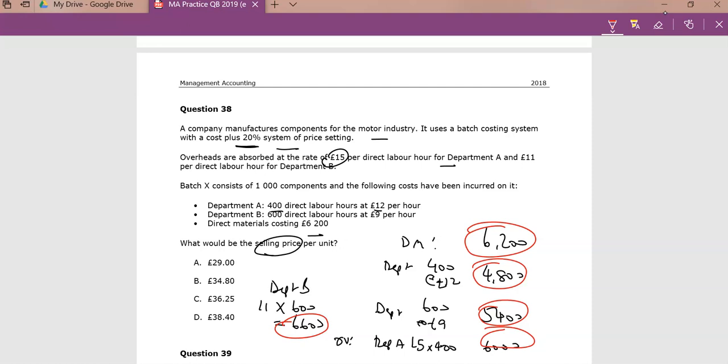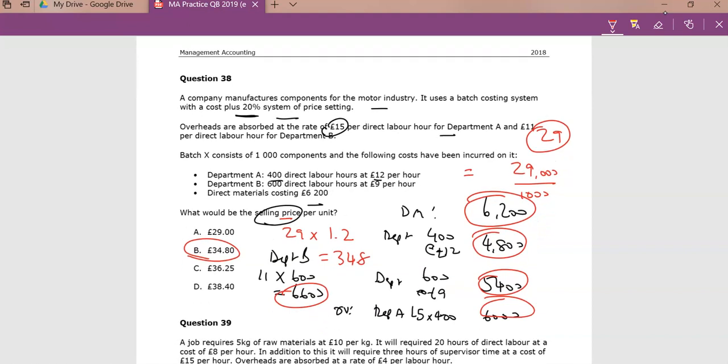Let's just do that quickly. With 6,000 there, my calculator takes us to 29,000. So that's the total cost, and we made 1,000 components. So the cost per component is £29. But remember, the question asks us for the selling price. So we found the cost, which is 29. I put a markup of 20%, which is 1.2, and that takes us to 34.8. So the answer is B.